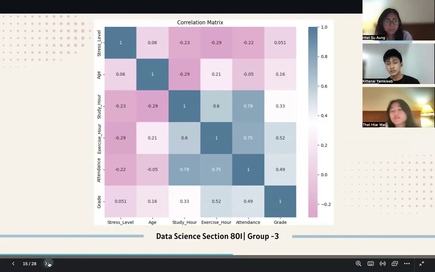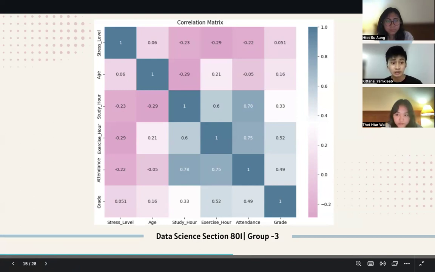On the next one, exercise hour shows a strong relation with attendance and a moderate relation with grade. So it means that when they exercise more, their grade and their attendance will increase too. Finally, attendance shows a moderate relation with grade. So it means that when the student attends more class, their grade will increase too. On the next slide, I summarize it in each category.